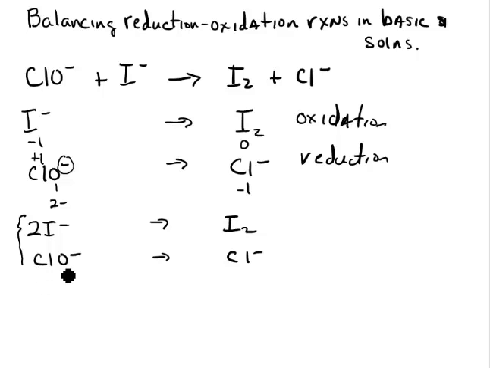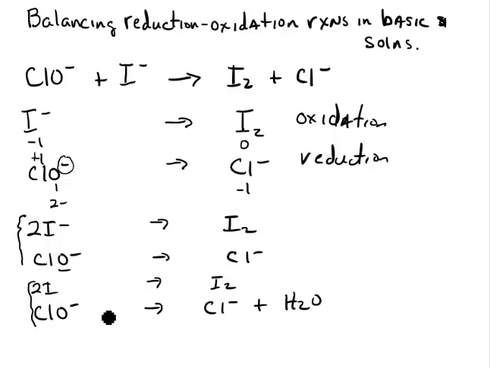Now we have to account for this O. So we'll do this again, our second step. When we have to account for an oxygen, we do that by adding water. So here we have ClO minus. This becomes Cl minus, and to account for that O, we add an H2O. So materially first, balance what's there, and then in the second step, when oxygens need to be added, they're added in the form of water.